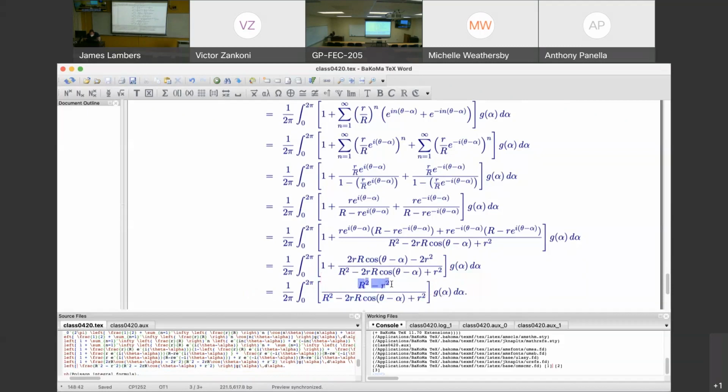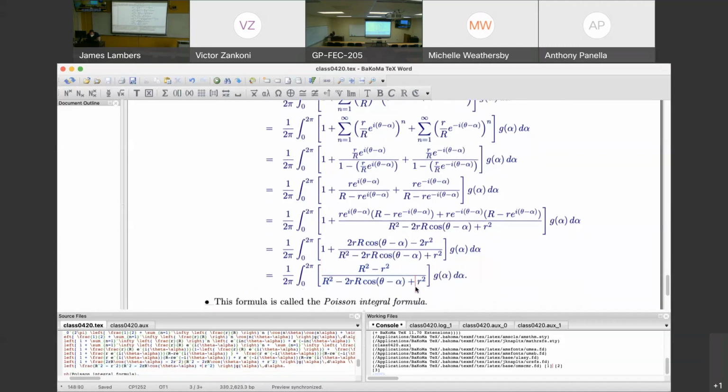So you can think of this as being like a kernel. This is called the Poisson integral formula for a solution of the interior Dirichlet problem. Now chances are the integral would need to be evaluated numerically, but at least we're not having to evaluate an infinite series.